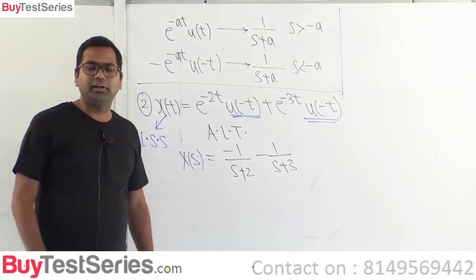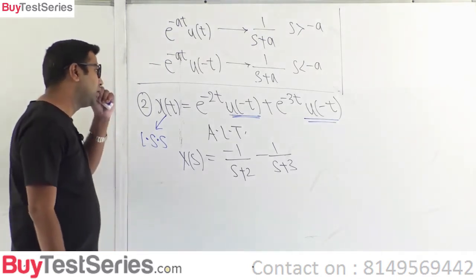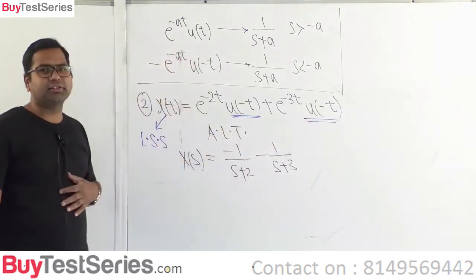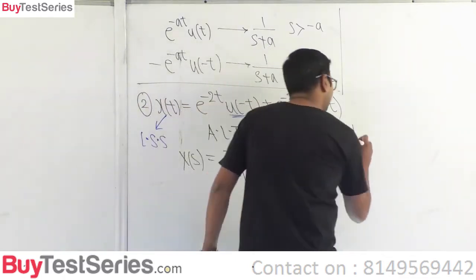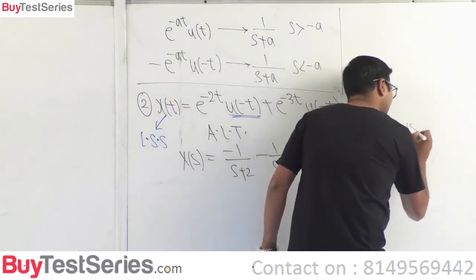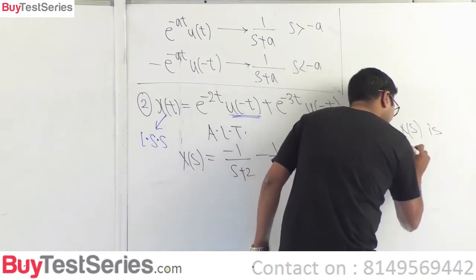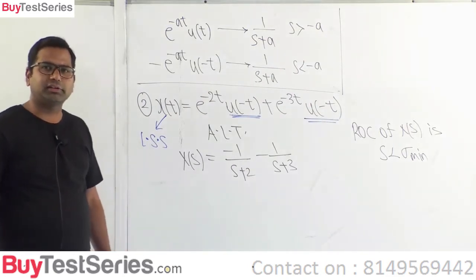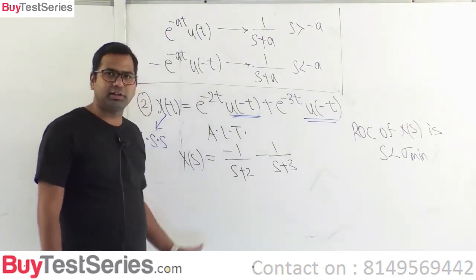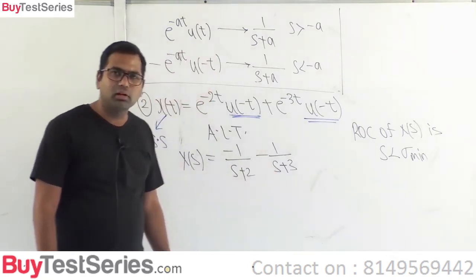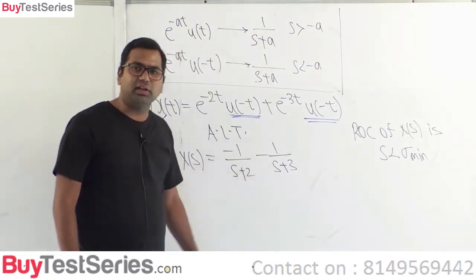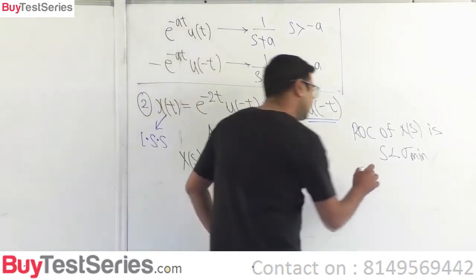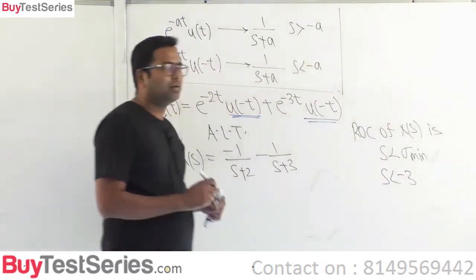But we are interested in finding the region of convergence or ROC. So, what will be the ROC? Because of presence of u of minus t, this signal is left-sided signal. Therefore, the ROC of capital X of S is given by S less than sigma min, where sigma min is the minimum value of the pole of X of S. Now, we have two poles. One pole is at minus 2 and the other pole is at minus 3. Which pole is minimum? Minus 2 or minus 3? As we all know, minus 3 is less than minus 2. Therefore, the ROC will be S less than minus 3.